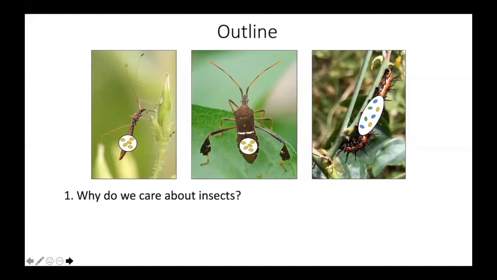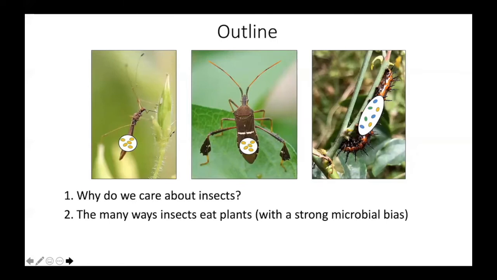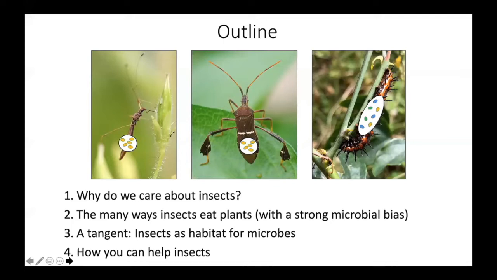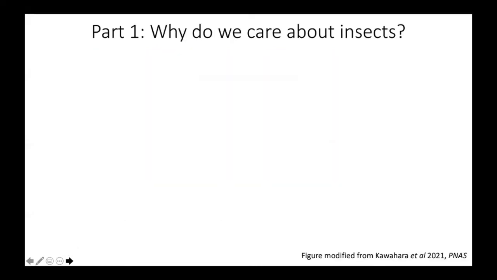Just to give you a quick rundown of where we're headed this afternoon, I'll start by talking about why we should care about insects, and especially native insects. Then I'll talk about the different ways that insects eat plants, with a strong bias towards how microbes help insects to do that. Third is maybe a bit of a tangent. My research often ends up considering insects themselves as habitat for microbes, so I'll talk about a few examples from my research of the microbes that live inside the insect gut. Those examples will be stink bugs, which are the little critters on the left-hand side of the screen here, and also adult butterflies, although I've got a caterpillar pictured for you here. And then finally, I'll end with some tips for how you can help and enjoy the insects in your own yard. So first, why do we care about insects?